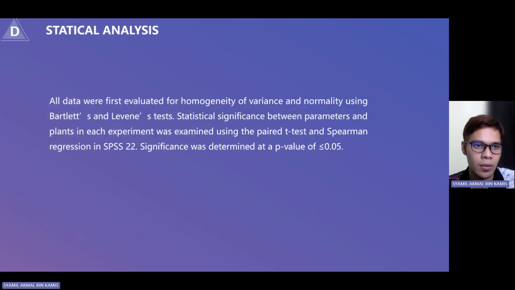For the statistical analysis part, all data were first evaluated for homogeneity of variance and normality using Bartlett and Levene tests. Statistical significance between parameters and plants in each experiment was examined using the t-test and Spearman regression in SPSS 22. Significance was determined at a p-value of less than or equal to 0.05.